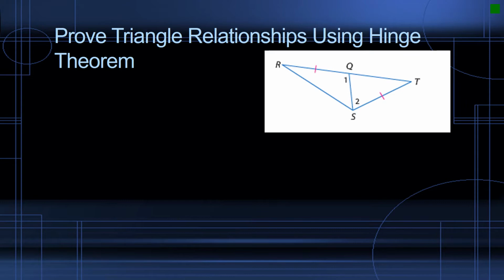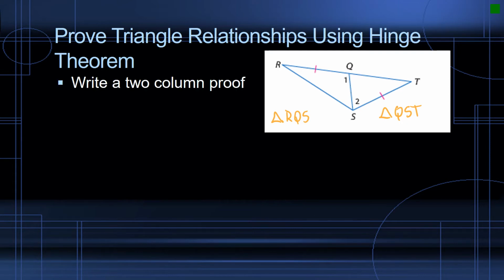How do I want to label this? Well, I got one triangle here, QST. And then I've got another triangle, let's say triangle RQS. All right, well, let's just kind of proceed here and see what we got.